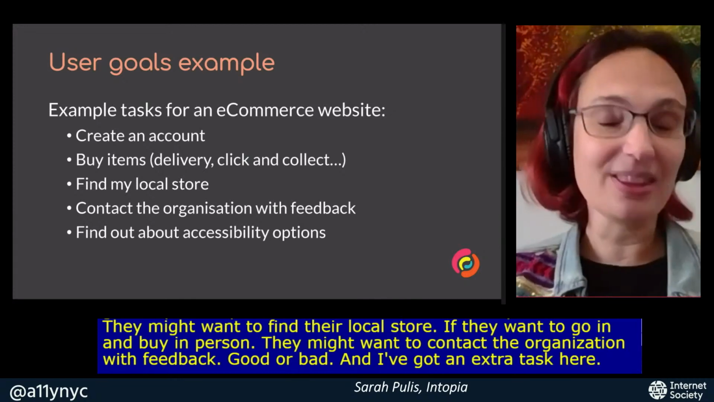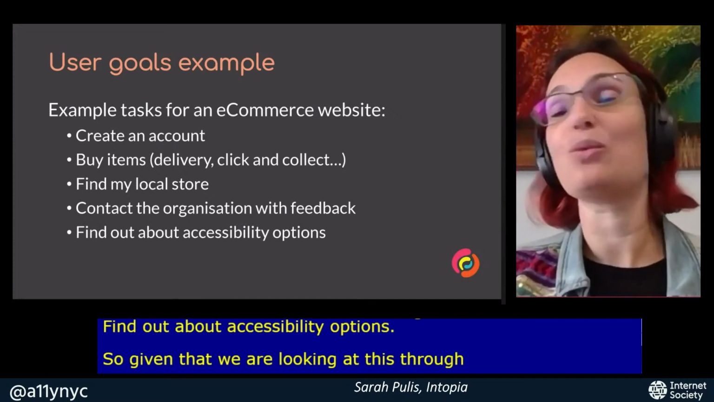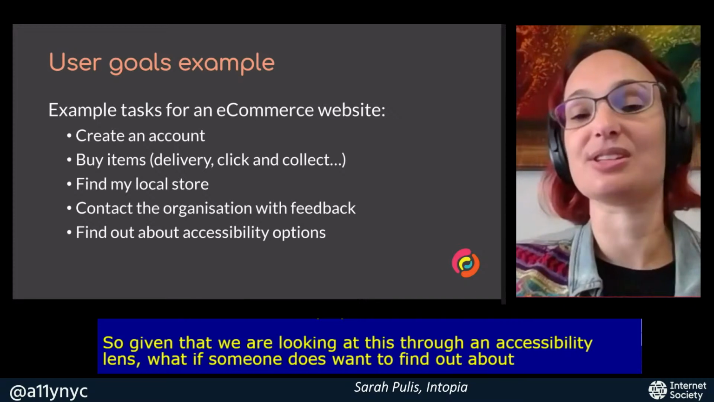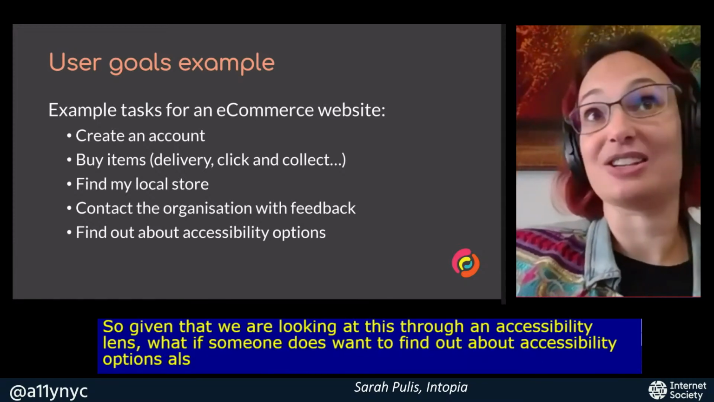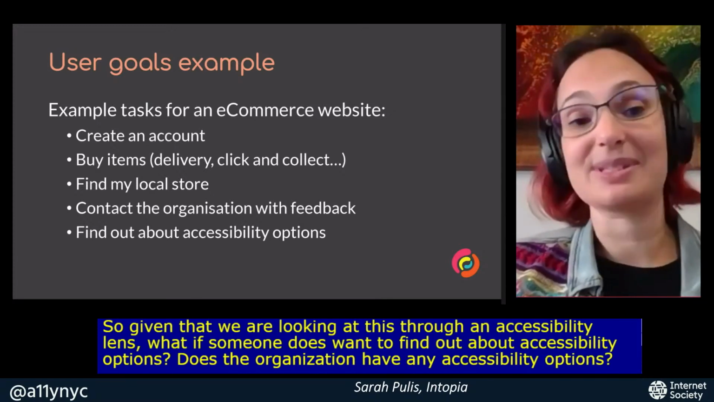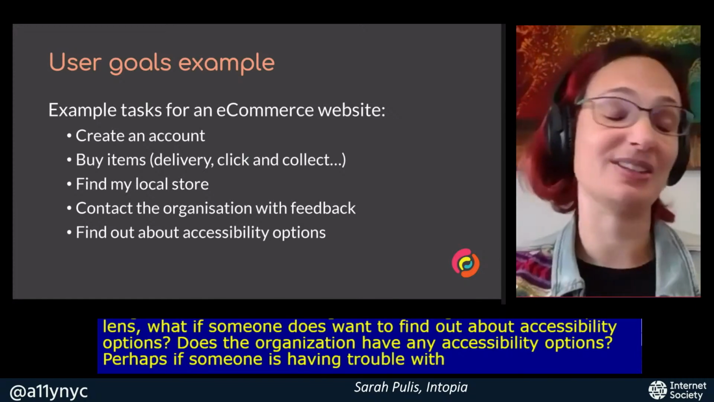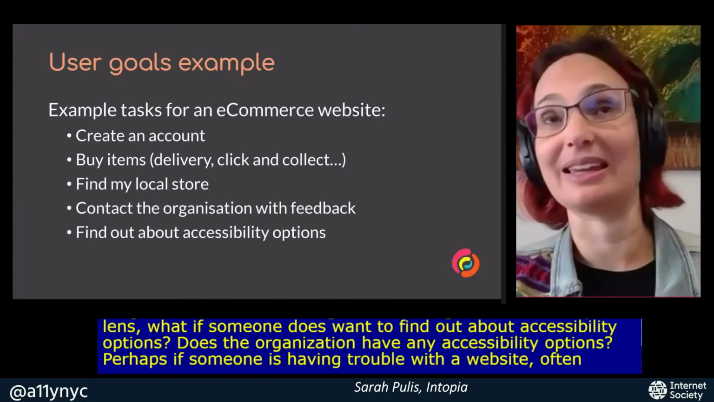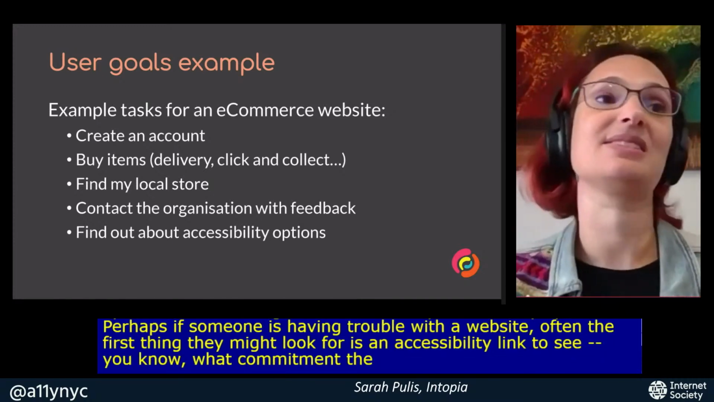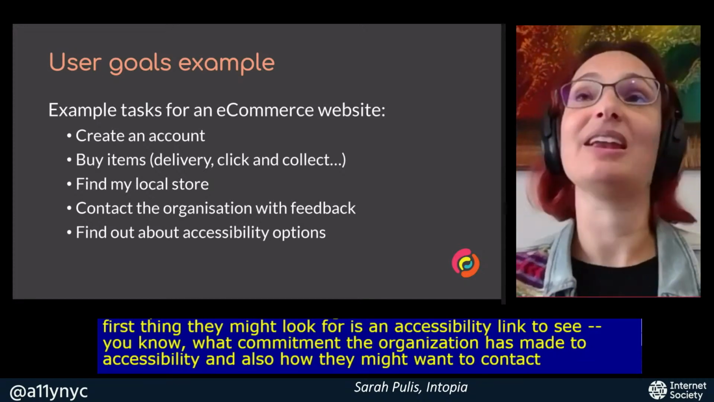Given that we are looking at this through an accessibility lens, what if someone does want to find out about accessibility options? Does the organisation have any accessibility options? Perhaps if someone is having trouble with a website, often the first thing they might look for is an accessibility link to see what commitment the organisation has made to accessibility, and also how they might contact the organisation if they're having any difficulties.